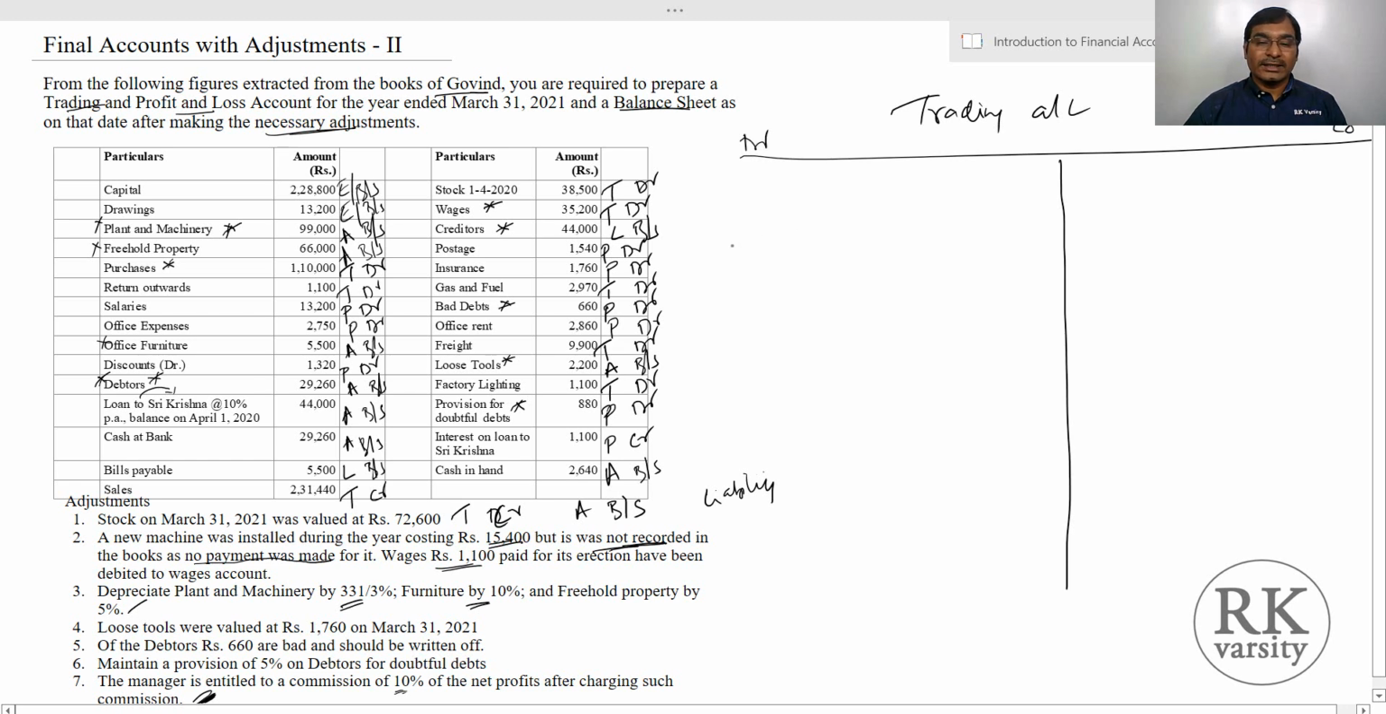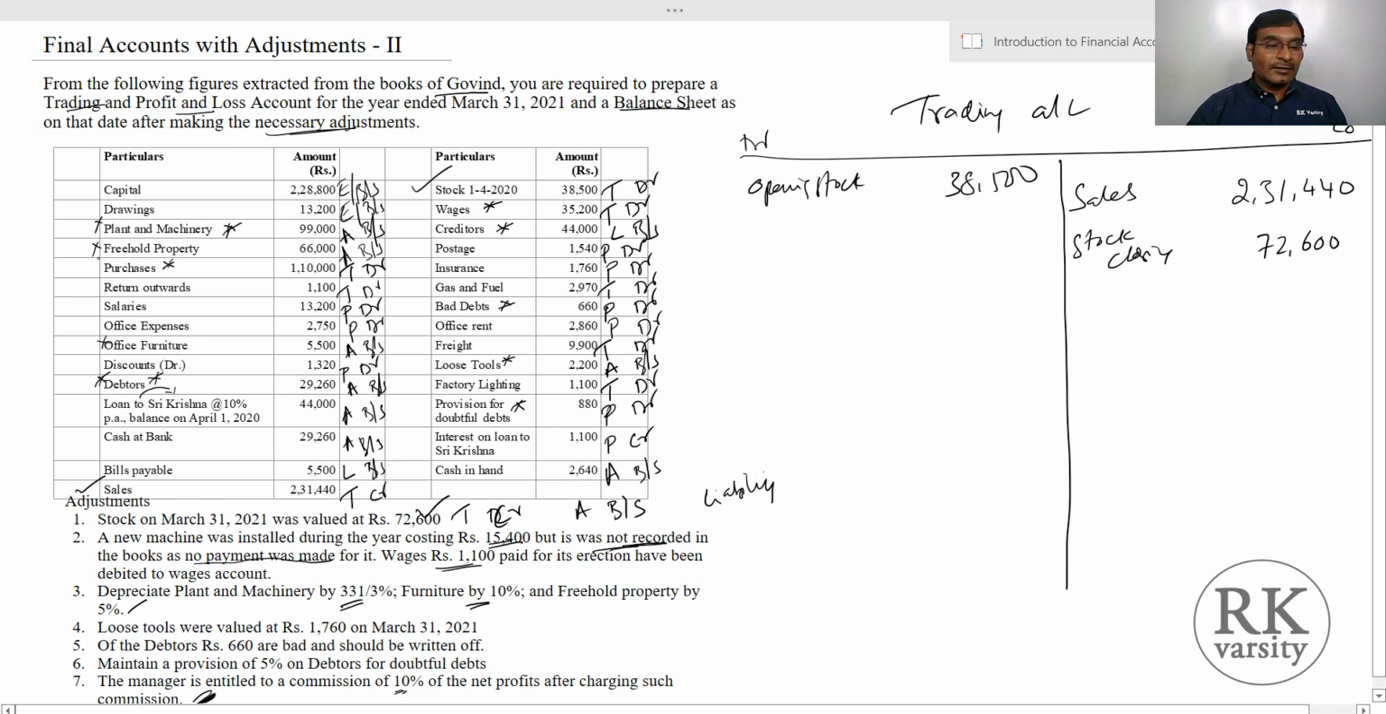First we'll look at the credit side items of the trading account. So sales, in the trading account you have credit sales. Sales is 2,31,440. Then you have the closing stock, that is 72,600. Now we'll come to the debit side. On the trading account debit side, sales are entered, and this one is also entered. Now opening stock, this is 38,500. So we enter this.